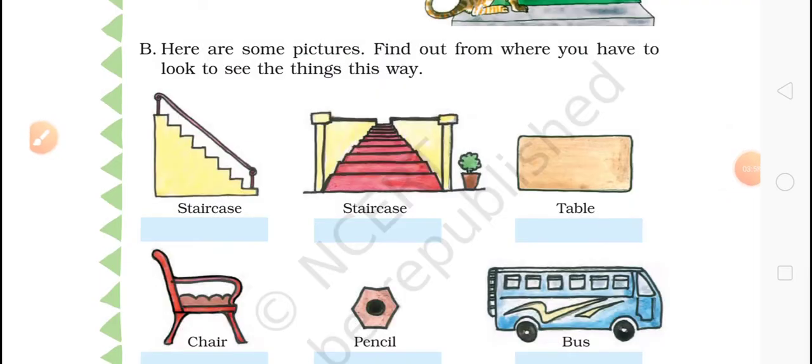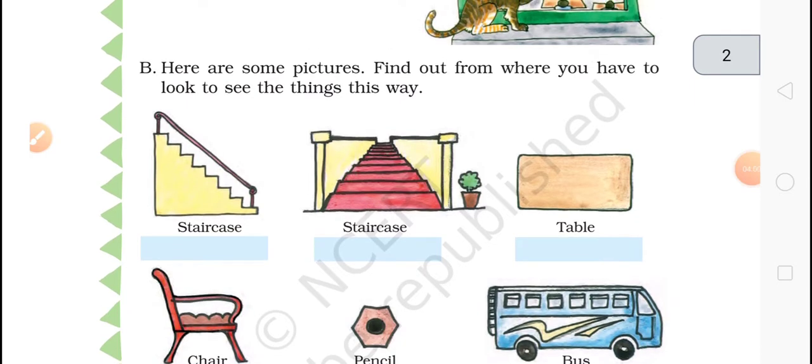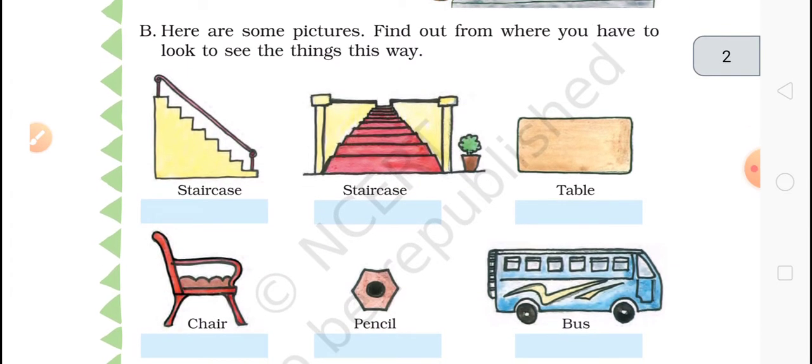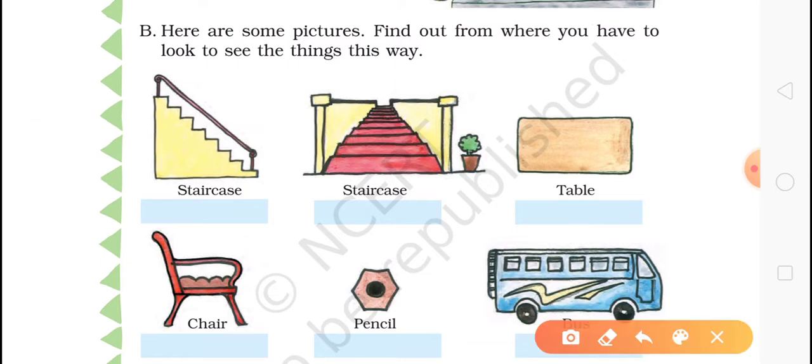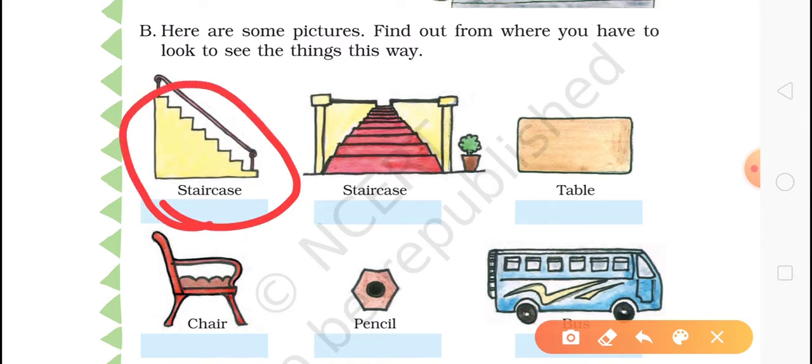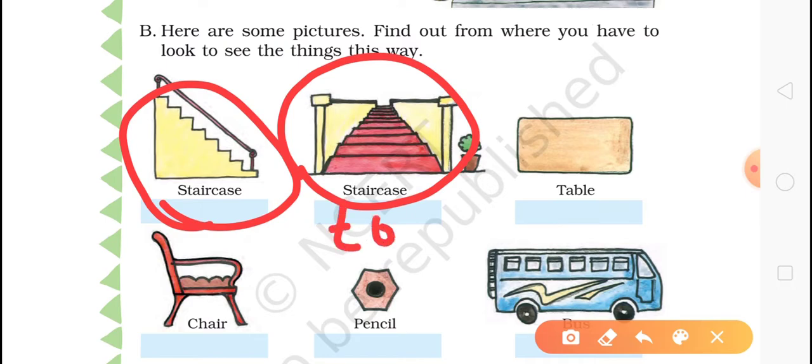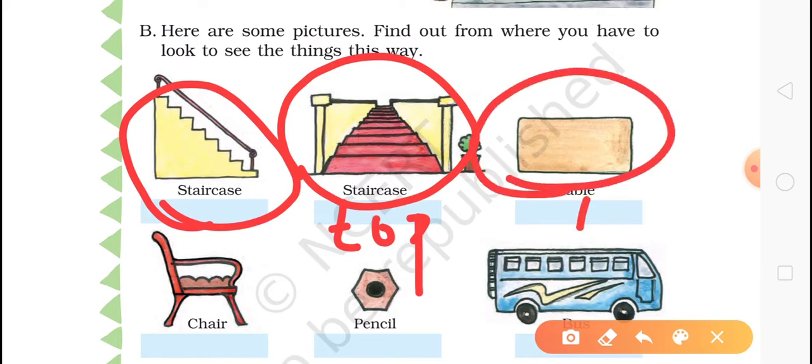Next question they have asked: here are some pictures. Find out from where you have to look to see the things this way. Now as you can see this staircase, this is the side view of the staircase. If you see this staircase, this is the top view of the staircase. If you see this table, again it is a top view of the table.